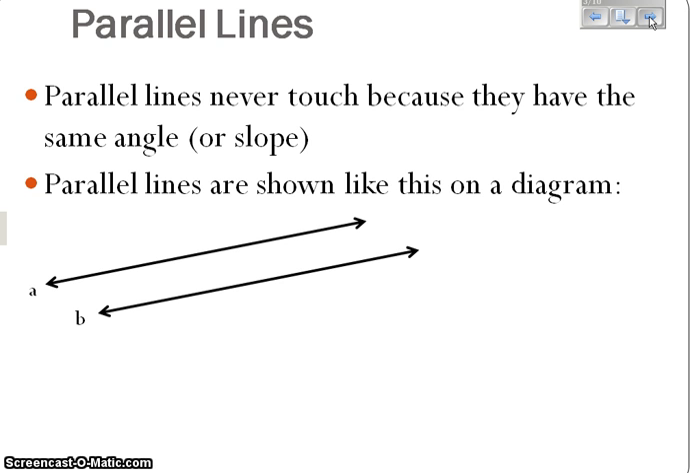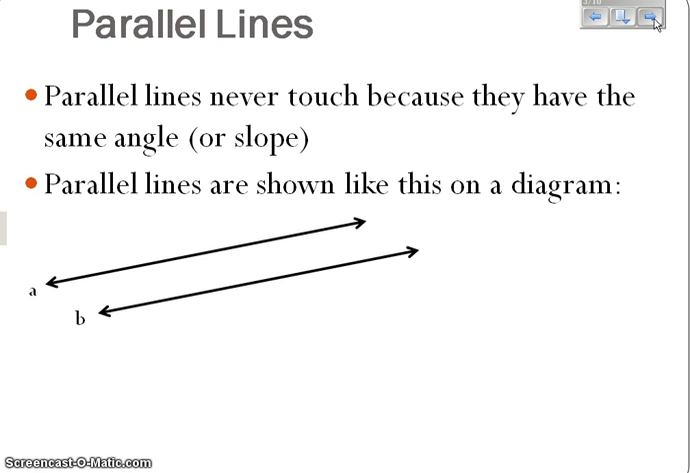Parallel lines are shown like this on a diagram. You've got two lines, and they're going to be named with lowercase letters, and those names of the lines go at the end of the line somewhere. So you've got line A and line B in this drawing.